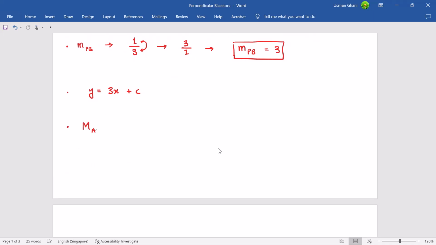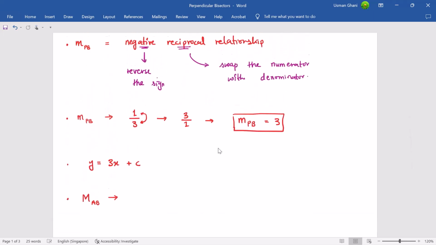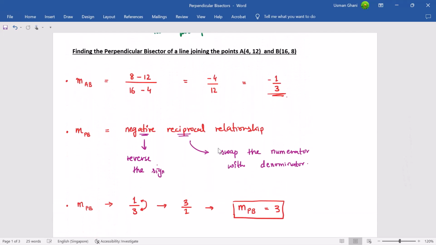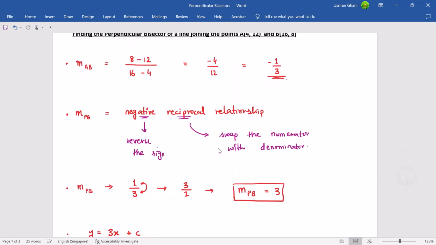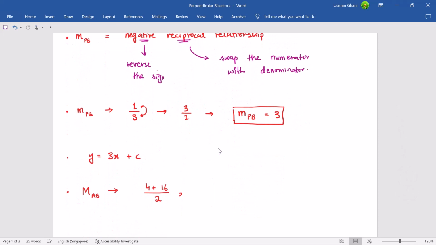The midpoint of line AB, generally small m represents the gradient and capital M represents the midpoint. So we need to know the coordinates. First, point A is (4, 12) and B is (16, 8). So it's simply going to be (4 plus 16) divided by 2, the sum of the x coordinates divided by 2, comma, and then the sum of the y coordinates divided by 2. That is going to be (12 plus 8) divided by 2.